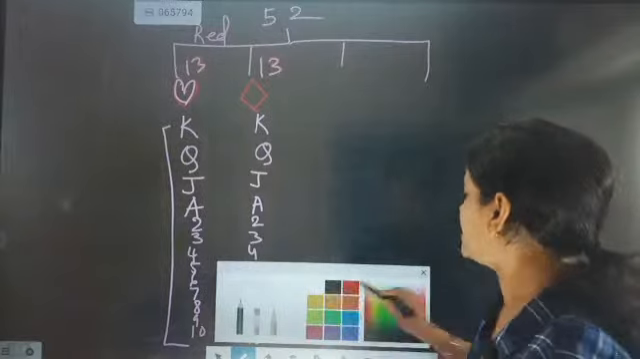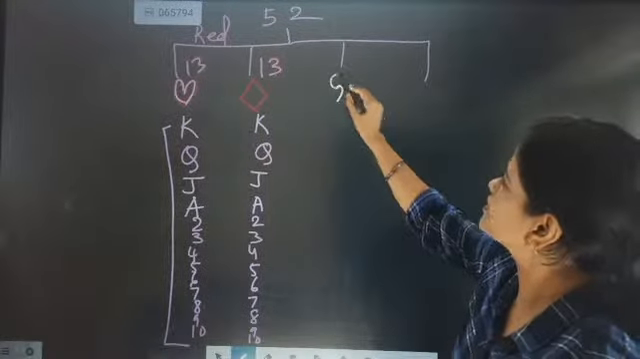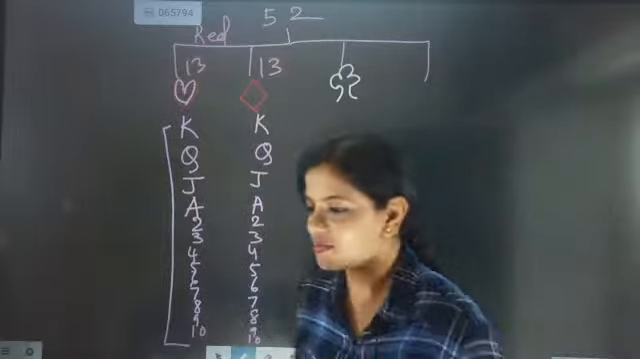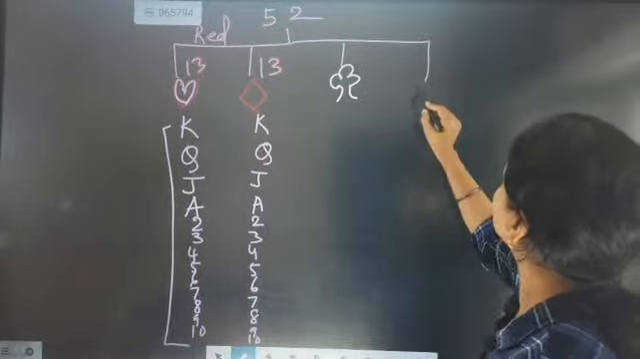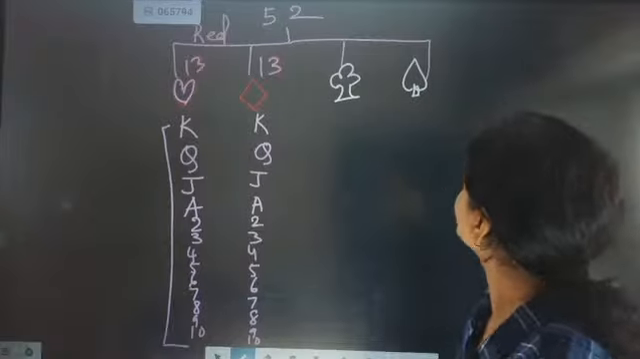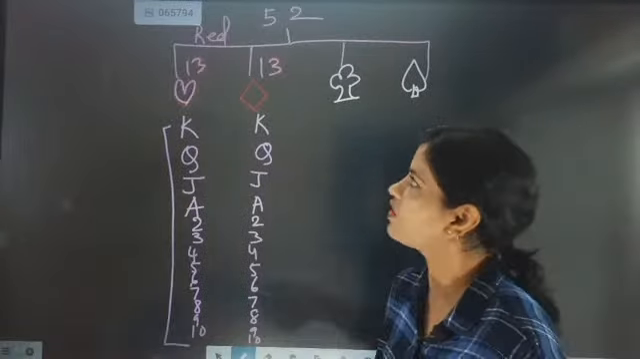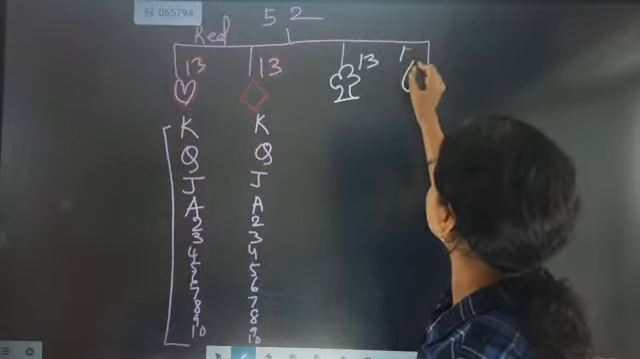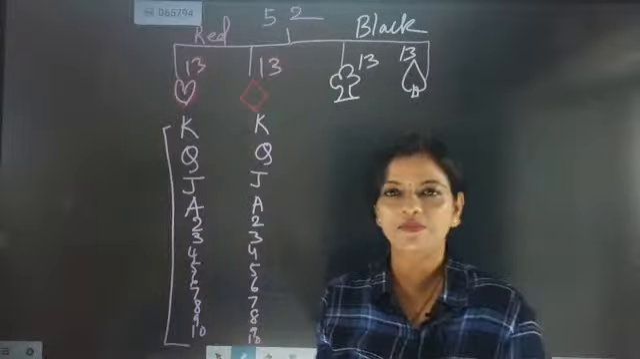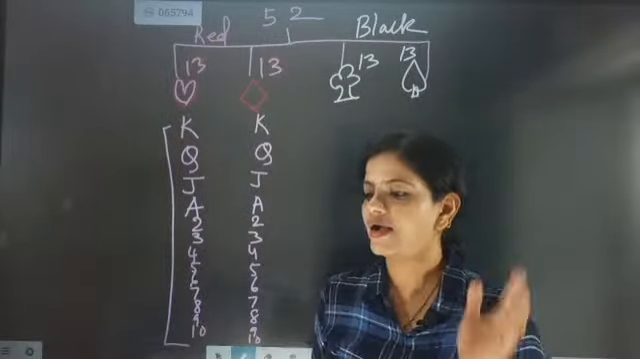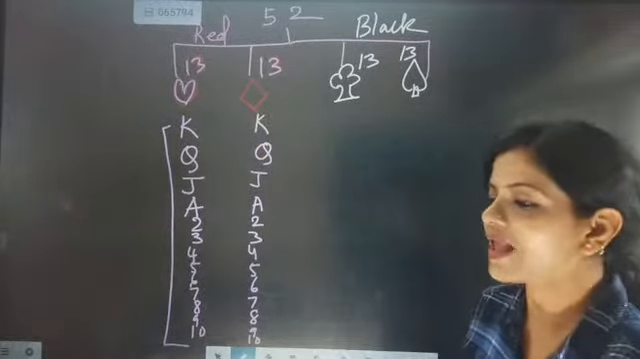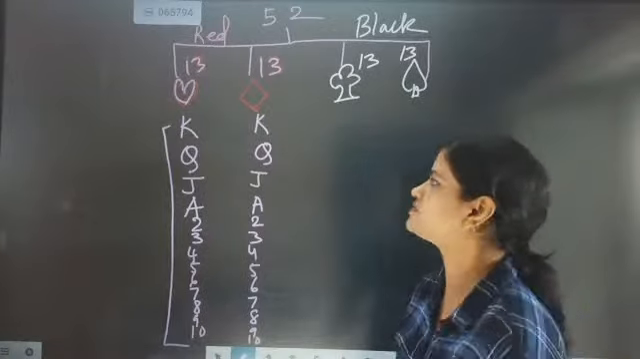Next there are spade and club. Which one is spade and which is club, you decide, I don't know. Those who play cards know, but I know the figures. These are called black cards. So 13 and 13 black cards. Heart and diamond come in the red part, and spade and club come in the black part. So 26 red cards, 26 black cards.